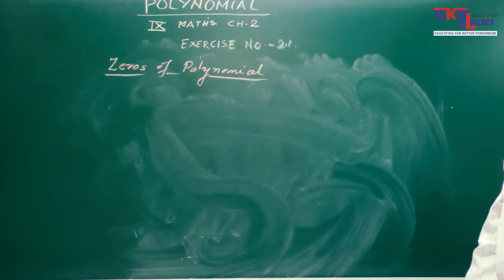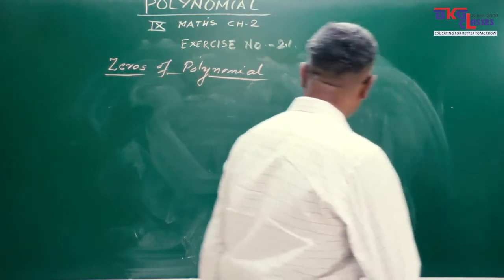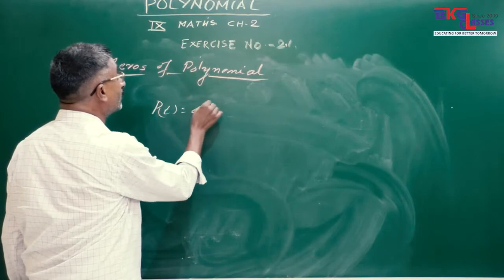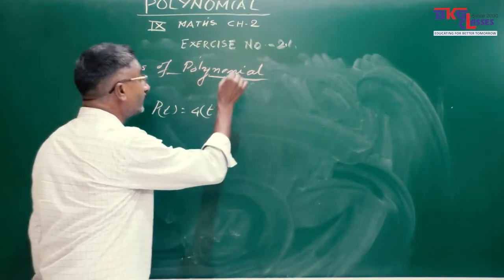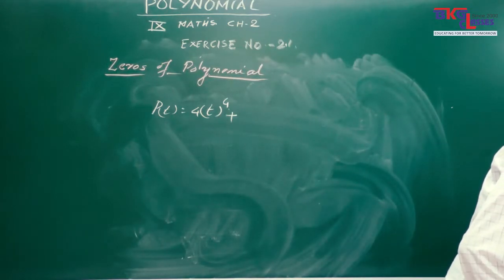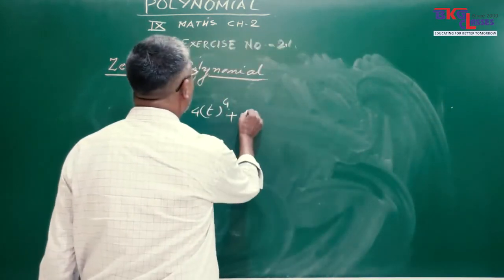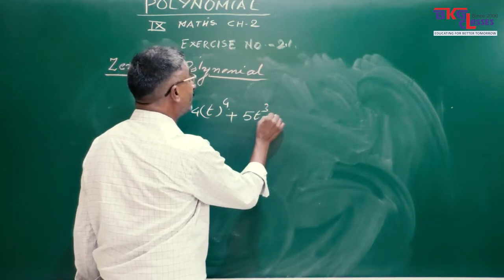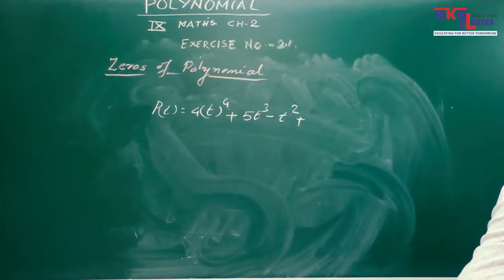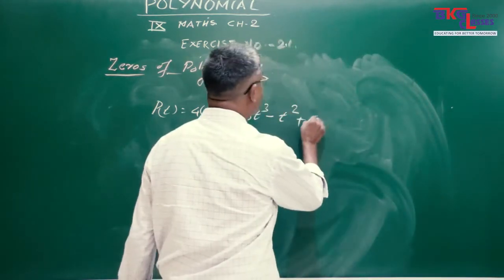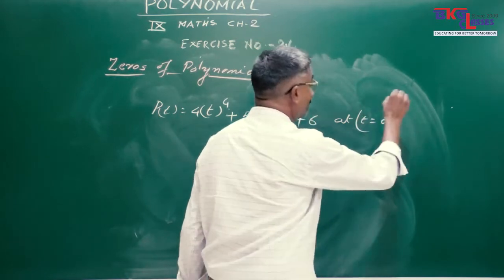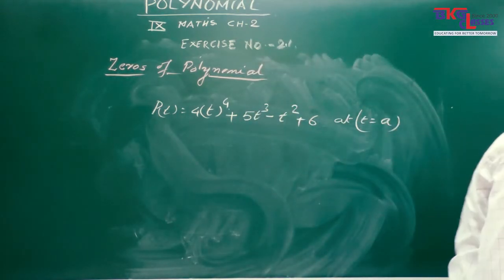p(t) = 4t⁴ + 5t³ − t² + 6, at t = a, correct? Yes, t = a.